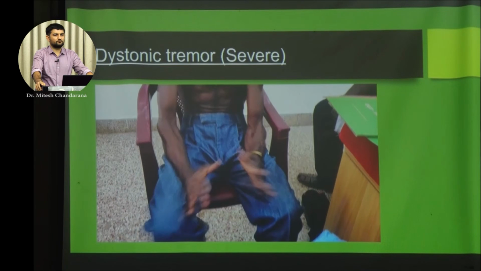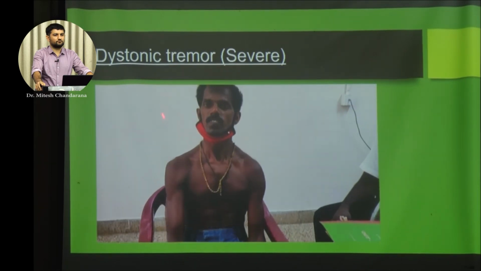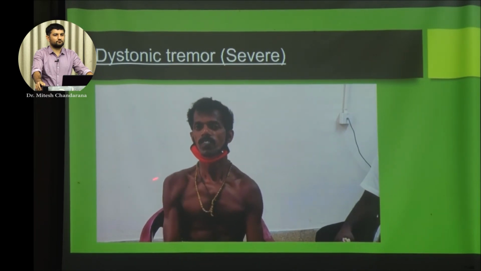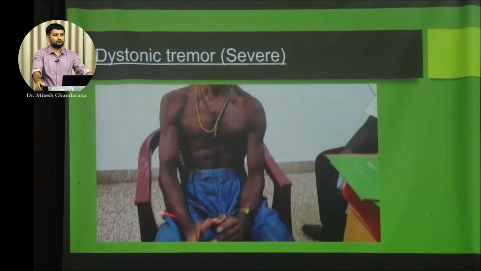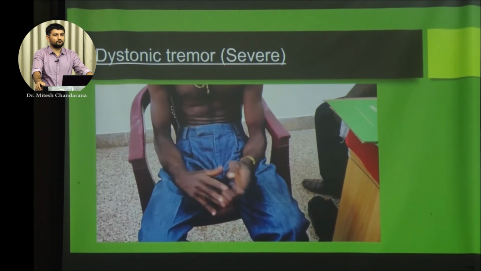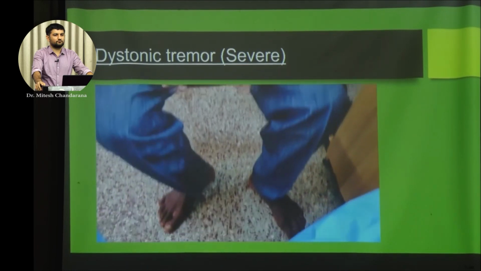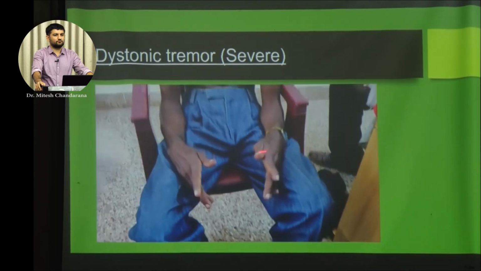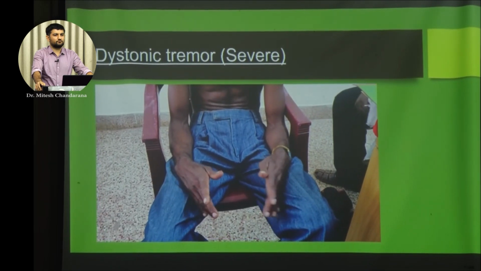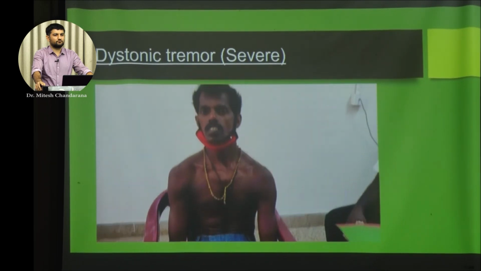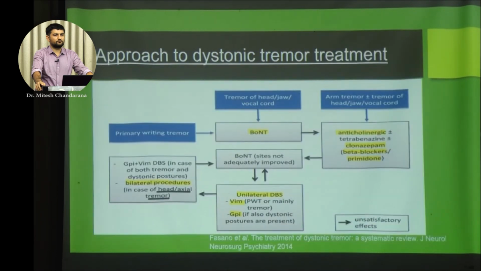So this was one case with severe dystonic tremor. You can see the long-standing tremor. Initially, it was considered as myoclonus dystonia, but the tremors were so severe, and there is dystonic posturing. So this is an ideal case scenario where GPi DBS can be considered. And this was a patient from my fellowship.